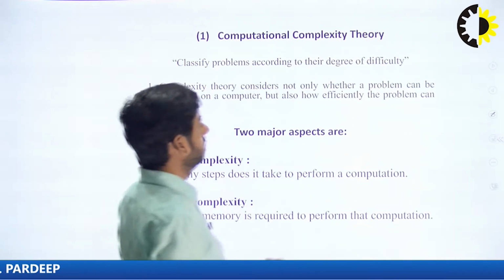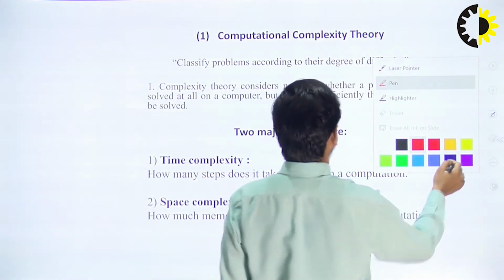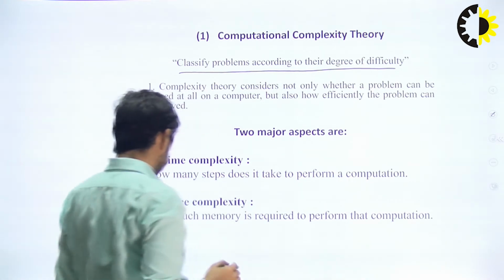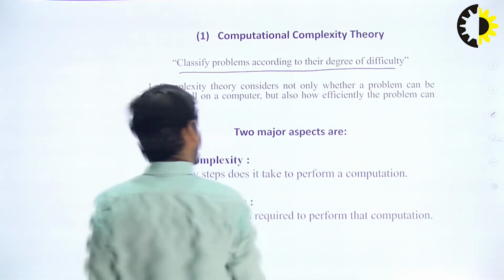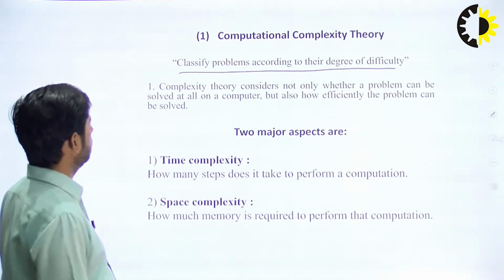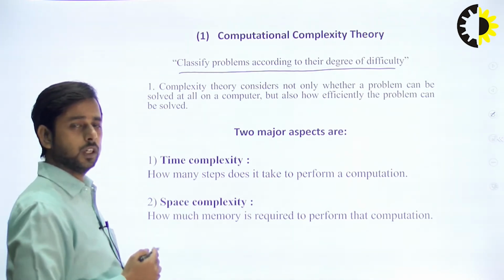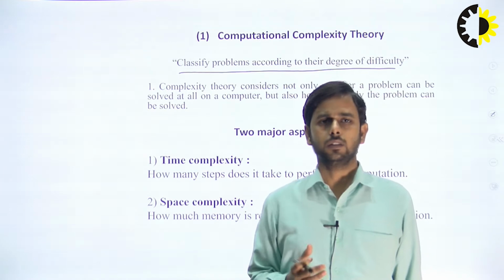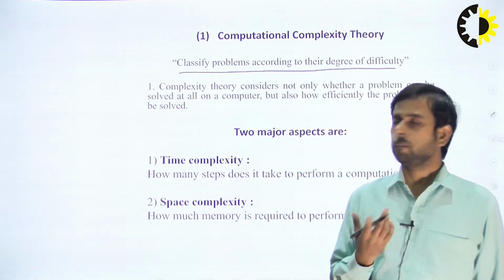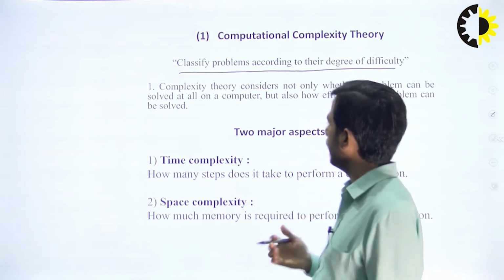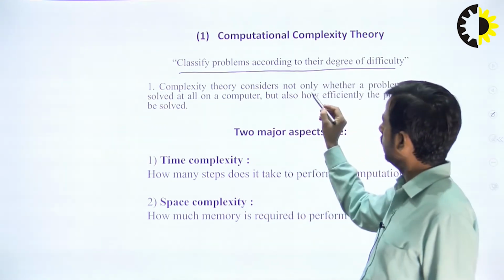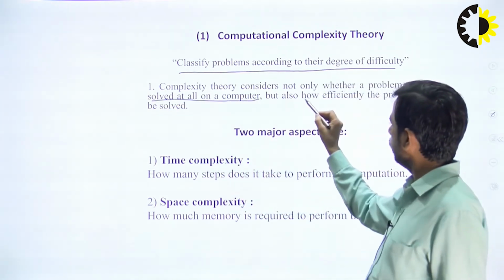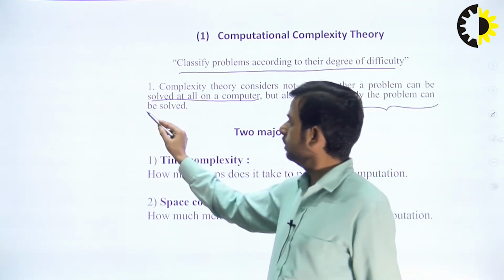Next, computational complexity theory. It classifies problems according to their degree of difficulty. It means complexity theory considers not only whether a problem is solvable or not, but it also tells how difficult the problem is to solve. So complexity theory considers not only whether a problem can be solved at all on a computer, but also how efficiently the problem can be solved.